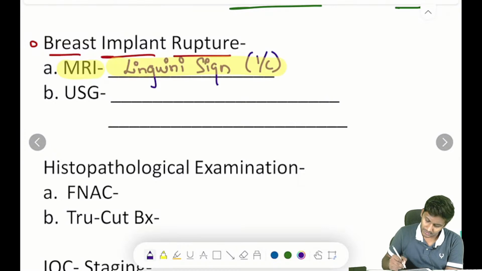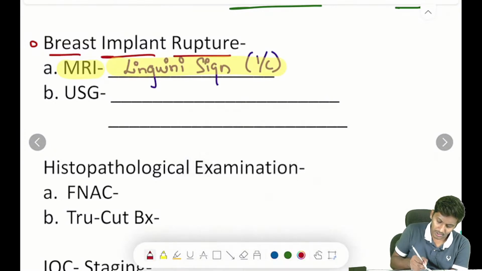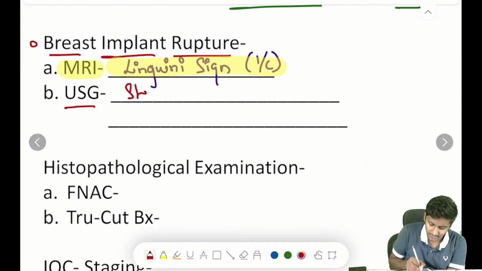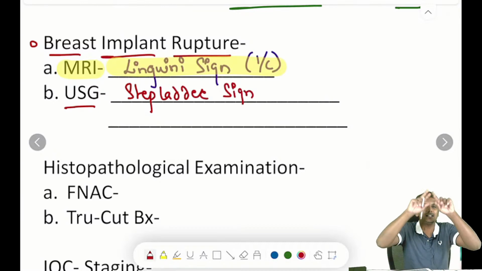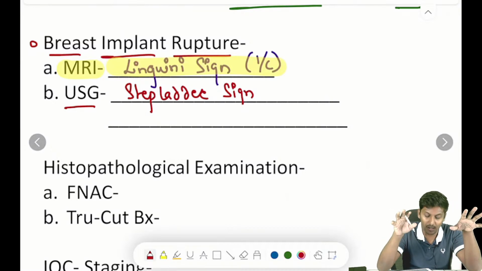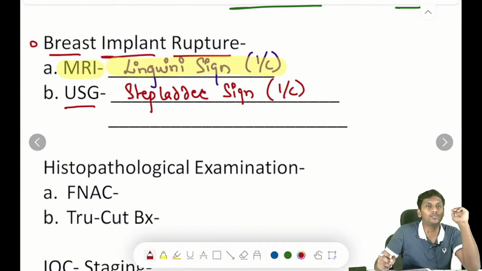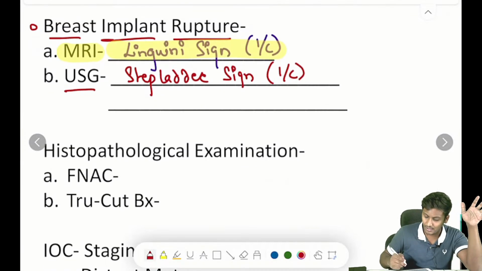Next important, you have to remember what will be seen on ultrasound. On ultrasound, in a case of intracapsular breast implant rupture, we are going to see a step ladder sign. Very good. So please remember, in intracapsular breast implant rupture, मतलब capsule अभी भी intact है, but there is an intracapsular rupture definitely. In this condition, on an ultrasound, it is going to show us the step ladder sign or the step ladder pattern.